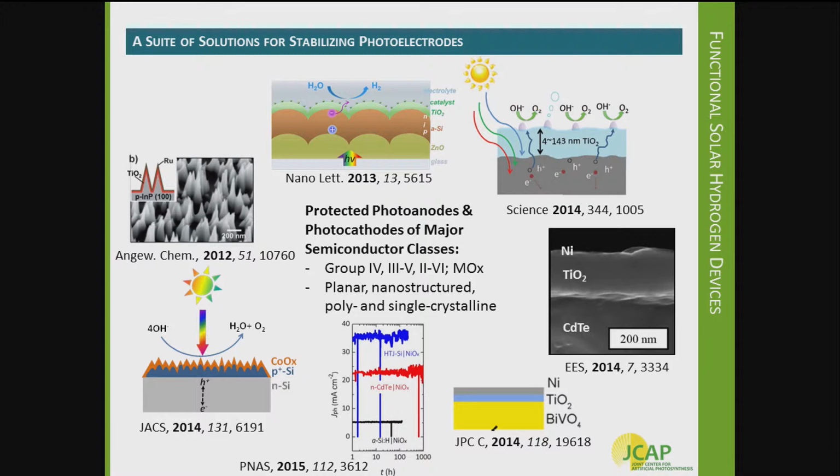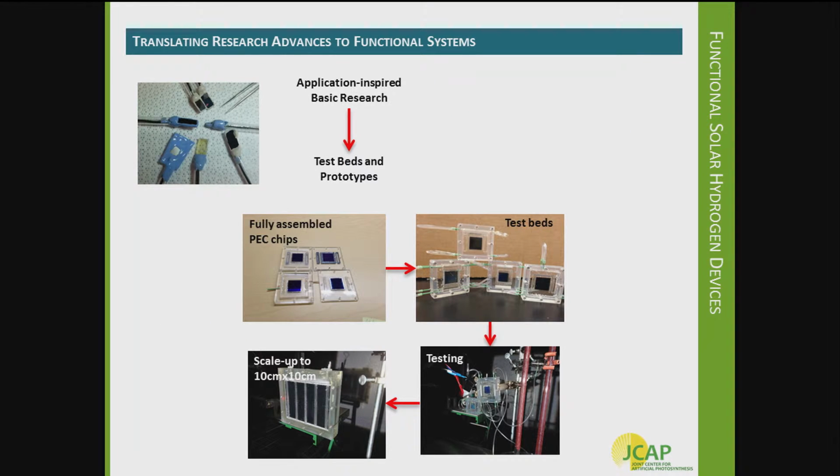As Matt showed, you can apply these types of approaches to planar, nanotextured, and mesoscale assemblies, and both polycrystalline thin films as well as bulk single crystalline semiconductors have now been protected. However, one of the defining features of JCAP is to move beyond some of the basic science research advancements, which we do pursue, but to also translate these advancements into functional assemblies that can be evaluated in testbed prototypes, ideally for overall water splitting in spontaneous water splitting devices.